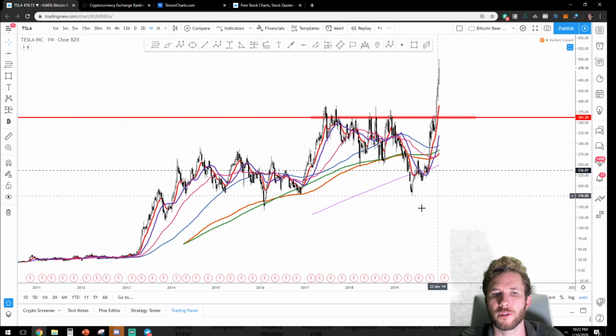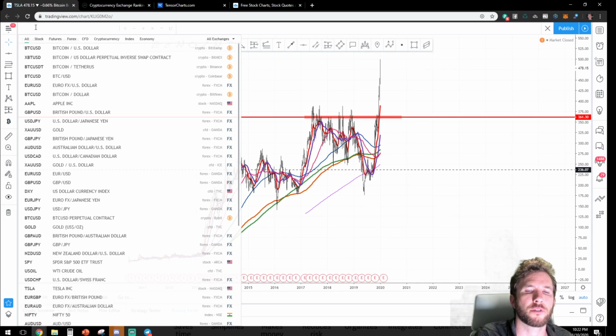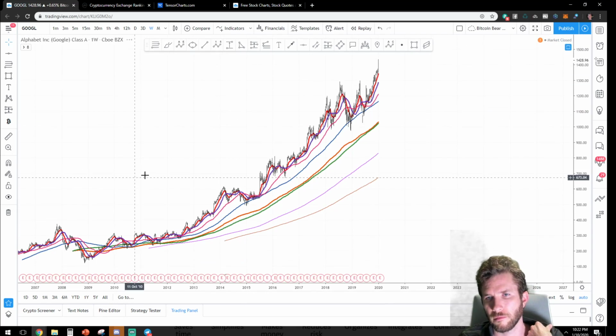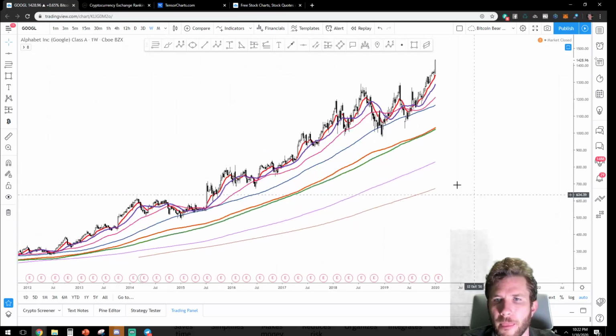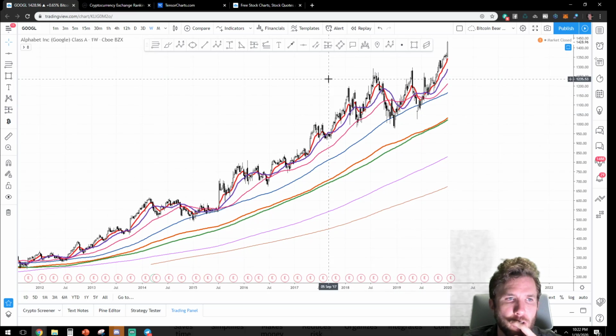And this one was interesting because, where was that at? Not Tesla, Apple, Tesla, Google, Alphabet. That never actually tested the weekly 200 EMA. But we're moving into all-time highs on Google now as well, 1428. Yeah, this is called a melt-up, guys.